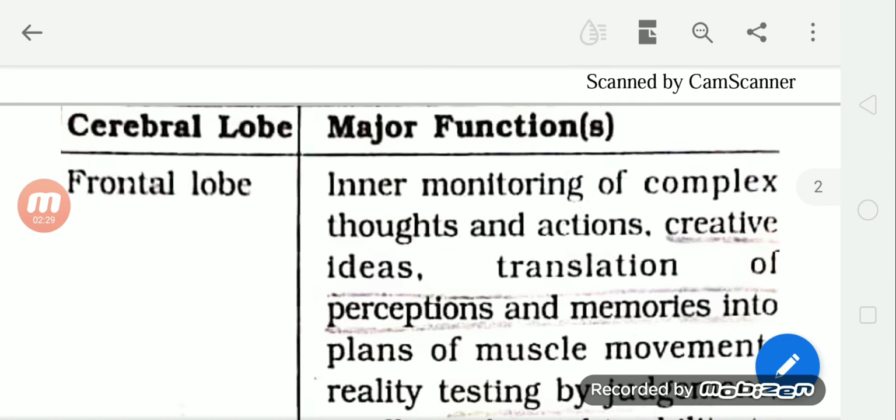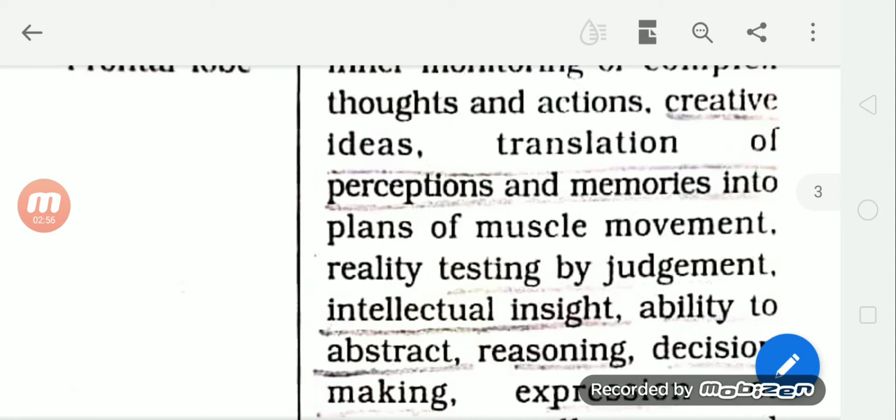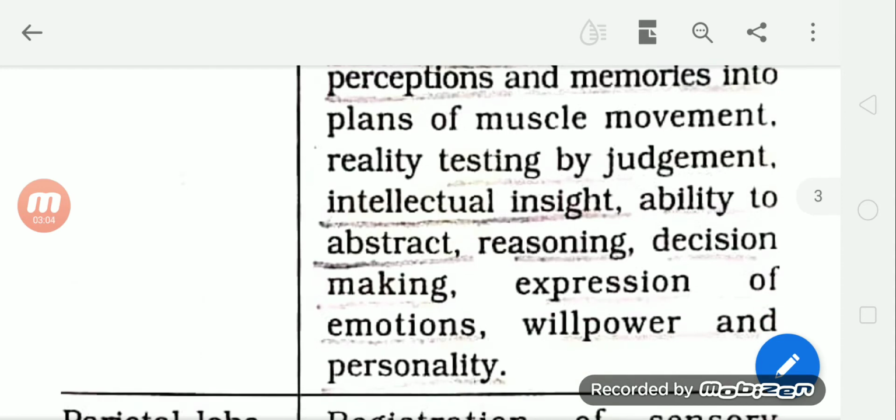First of all, we will study the functions of various lobes. Frontal lobe: inner monitoring of complex thoughts and actions, creative ideas, translation of perceptions and memories into plans of muscle movement, reality testing by judgment, intellectual insight, ability to abstract reasoning, decision making, expression of emotions, willpower, and personality.